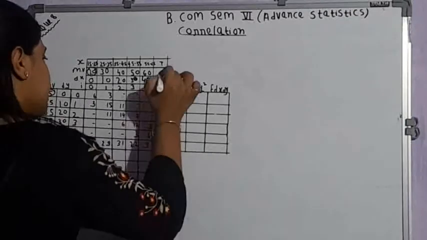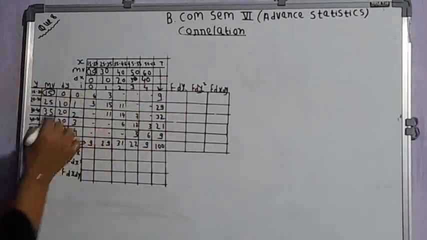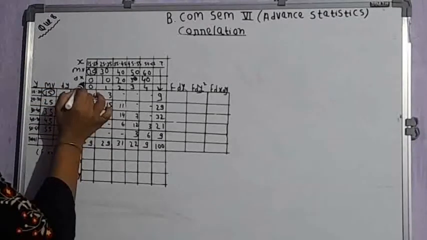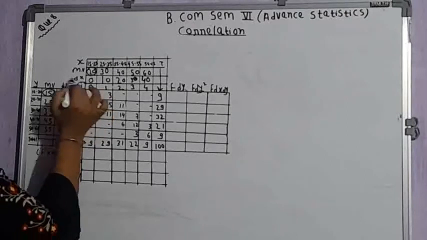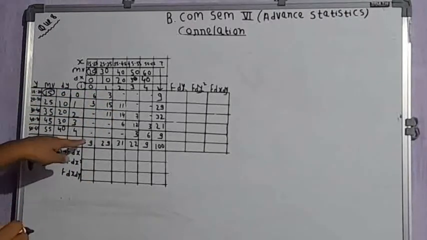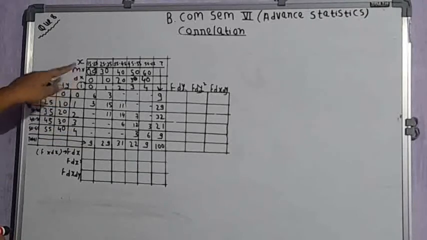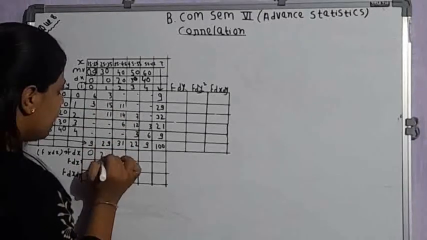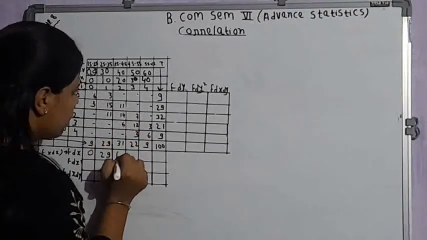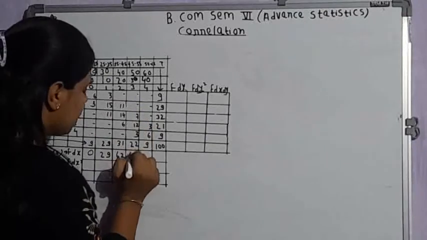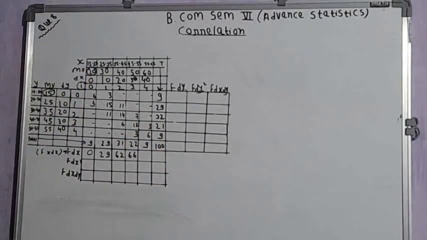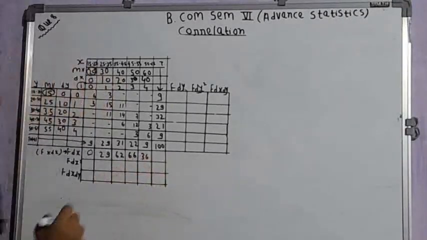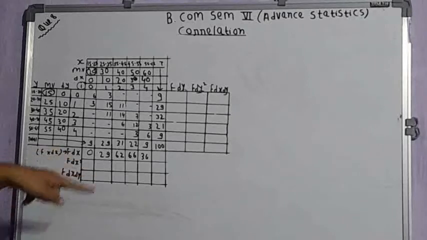Total of frequency 9. What is the value of dx? For the value of dx, we will consider this column of I. So here frequency is 9, value of dx is 0. 9 into 0, 0. Then 29 into 1, 29. 31 into 2, 62. 22 into 3, 66. And 9 into 4, 36. So this way we have computed the values to be put under the f dx column.